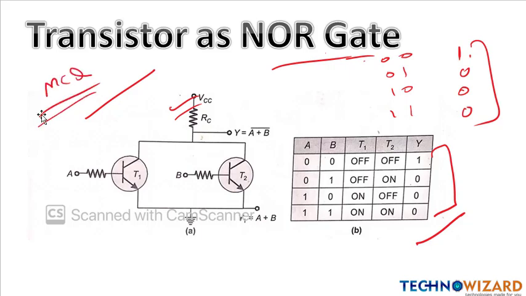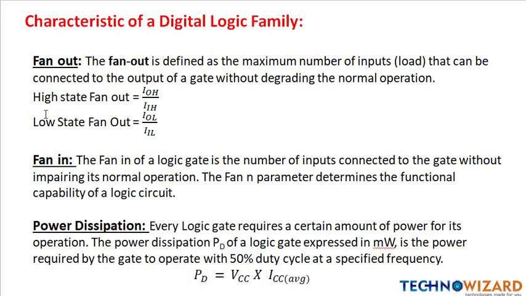Before going further, first of all, we will know about the characteristics of our digital logic family. First is fan out. What is fan out? The fan out is defined as the maximum number of inputs that can be connected to the output of a gate without degrading the normal operation. That means at the output side, how many gates we can connect so that the normal operation of the circuit is not affected. This is known as fan out.